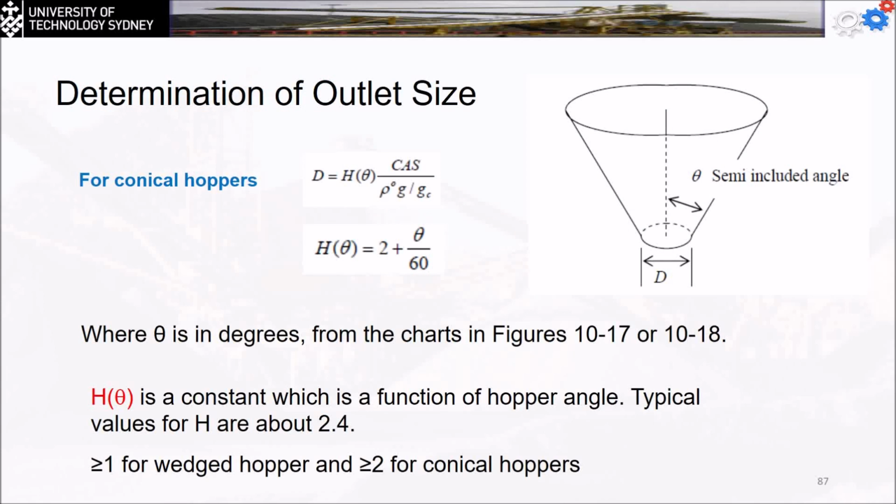The theta, the semi-included angle in degrees, depends on the outlet we are going to have. This equation is going to be for the circular outlet.